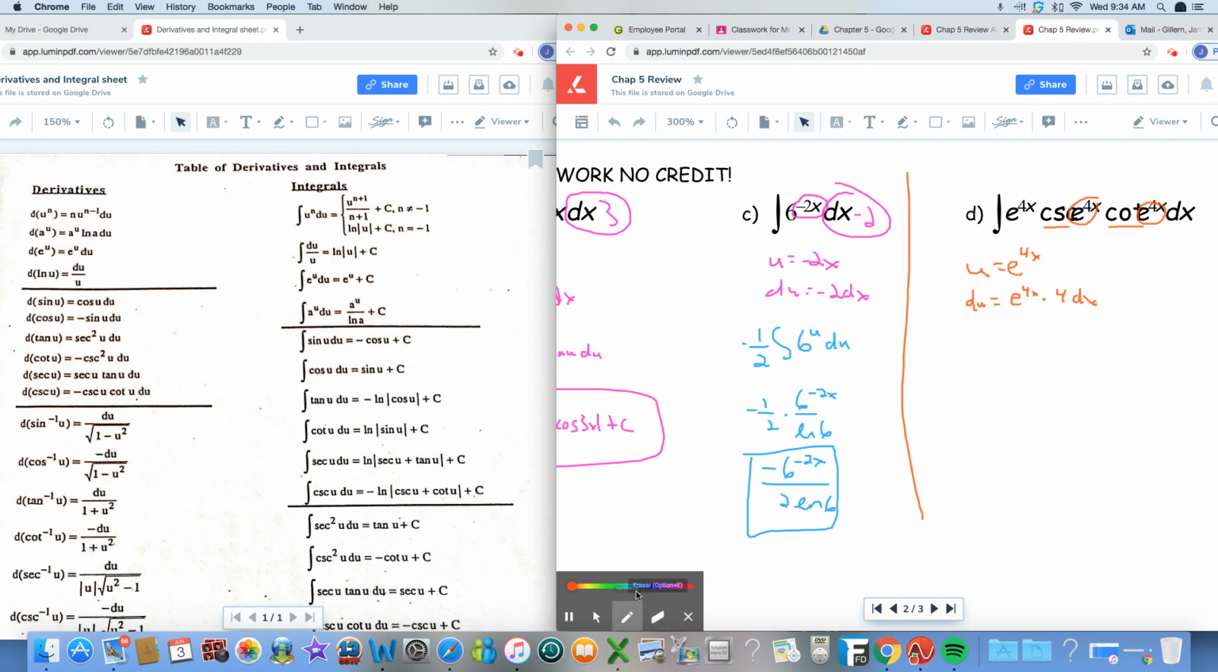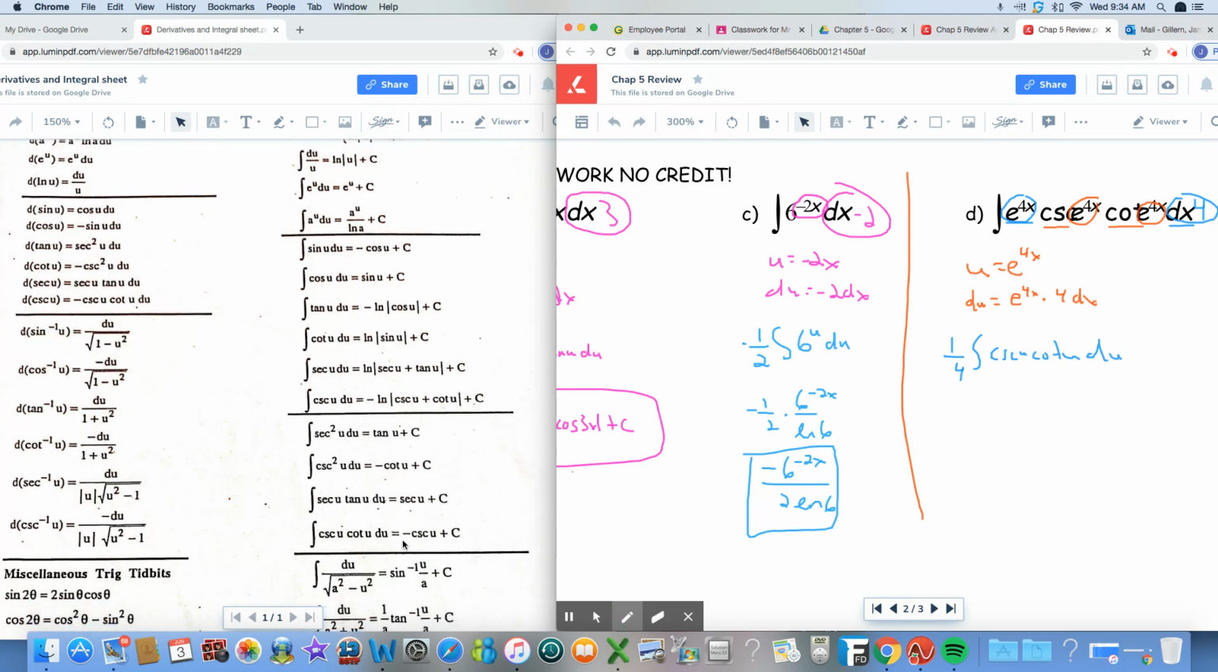All right, so I need all of du. So there's e to the 4x, there's my dx. I'm missing a 4. So all the things circled there in blue is my du. Since I added a 4, I have to put a 1/4 on the outside. Integral of cosecant u, cotangent u du. To get that integral, you just look at your formula sheet, which is right here. All right, so it's -1/4 cosecant of u, which is e to the 4x, plus c. All right, and there's my answer for D.